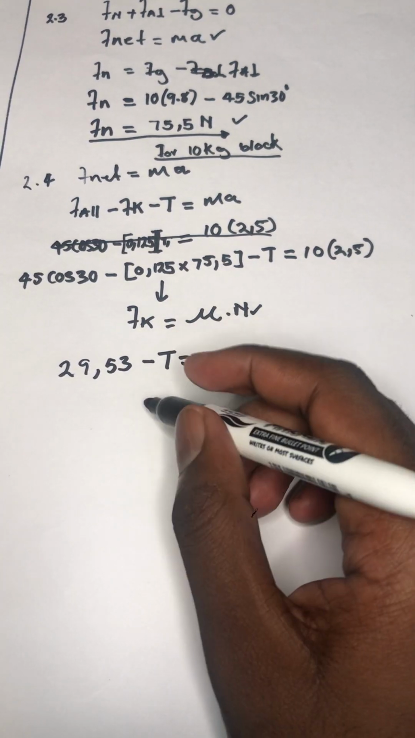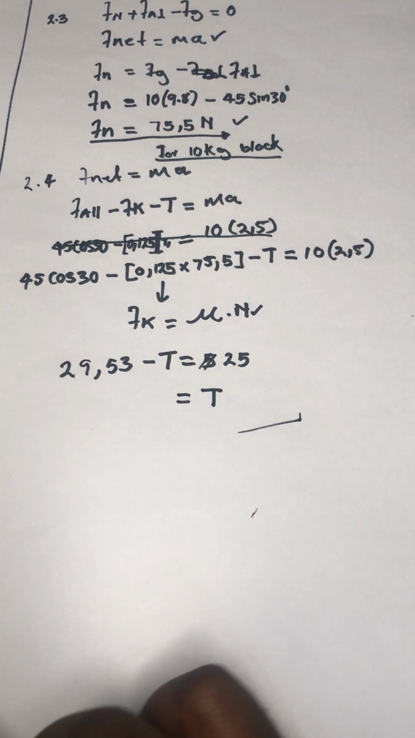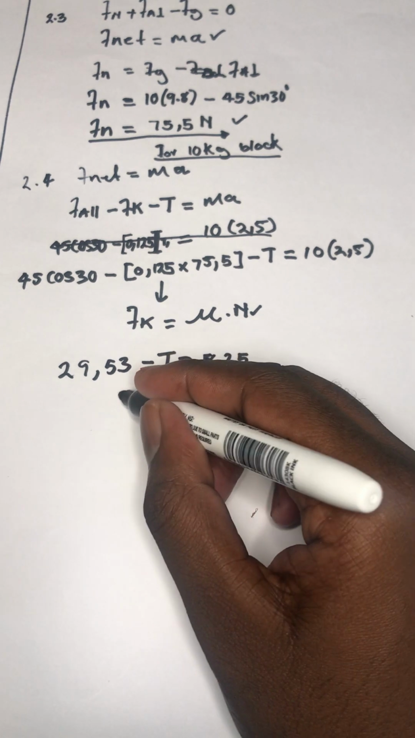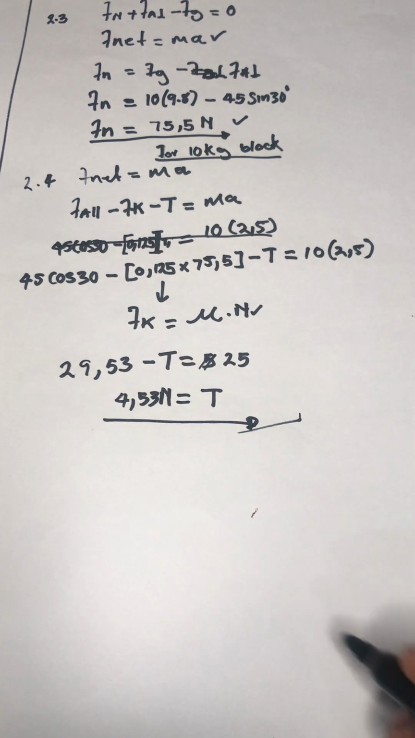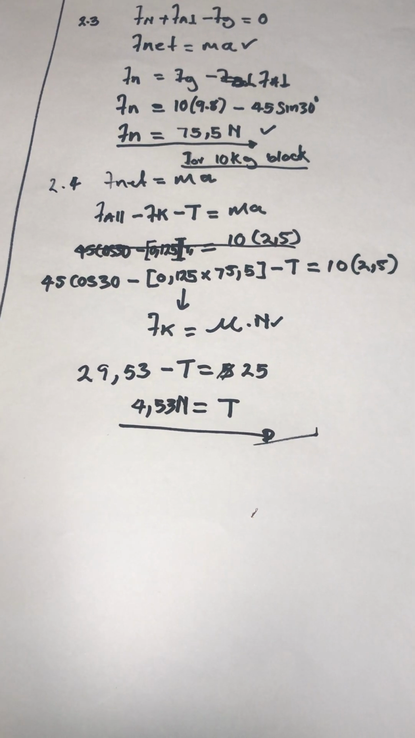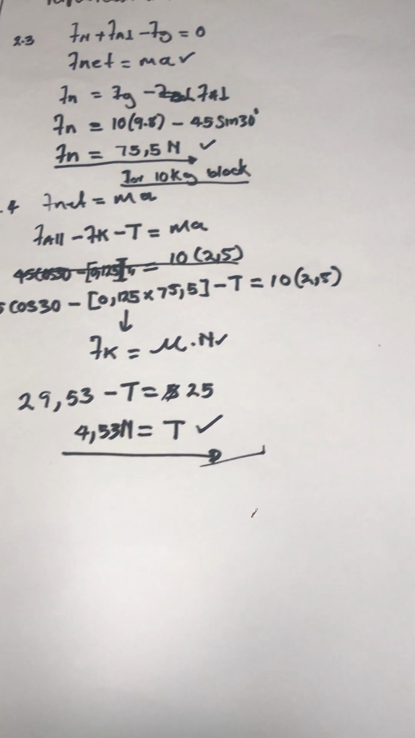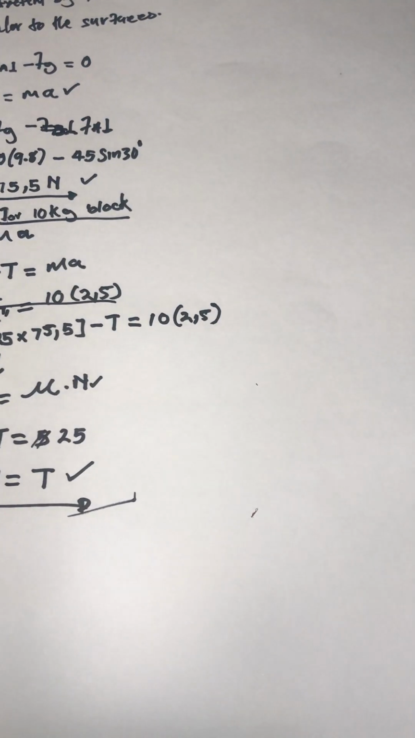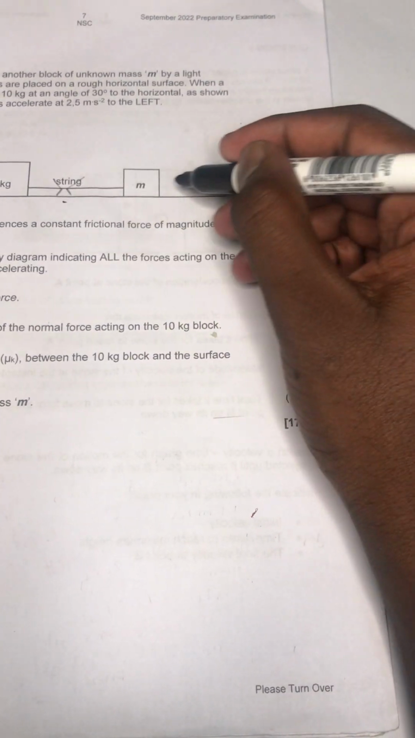Okay, let us transpose T. So T is 25 minus 29.53, which is 4.53 newtons. Okay, so what do we have now? This is for 6 marks, it is the tension. We cannot go too far. What will we do now? We go back to the other object. Remember that this object has tension and also friction.